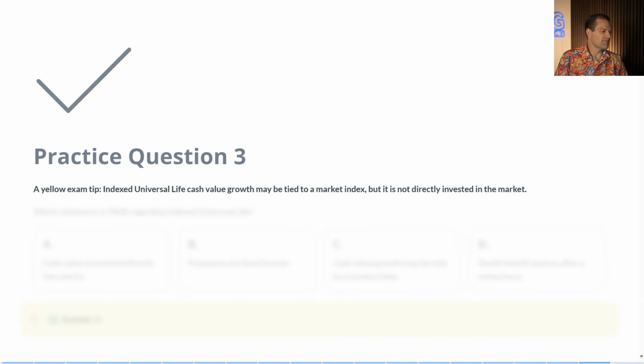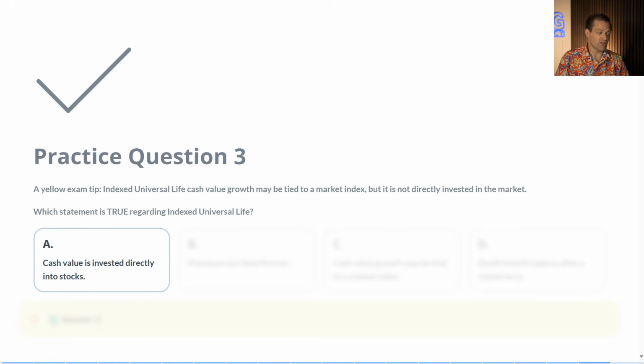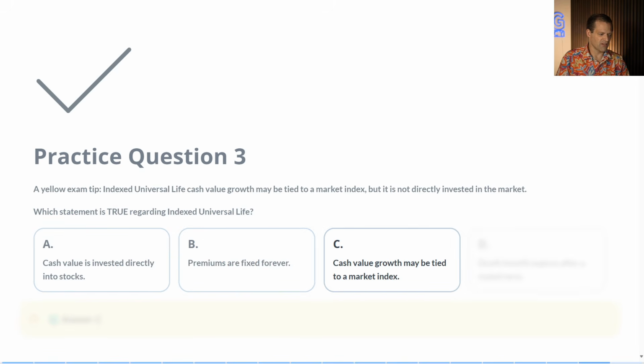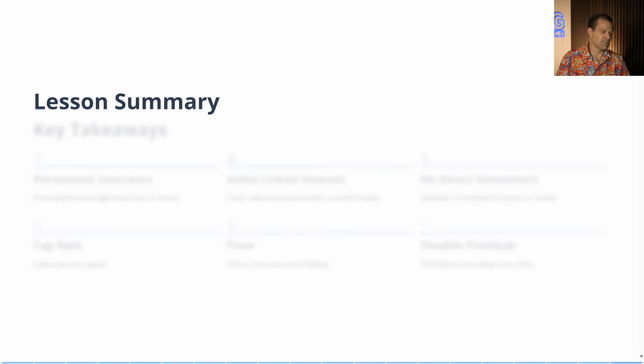Practice question 3. The index universal life cash value growth may be tied to a market index, but is not directly invested in the market. Which statement is true regarding IULs? A, cash values invested directly into stocks. B, premiums are fixed forever. C, cash value growth may be tied to a market index. Or D, death benefit expires after a stated term. Answer C, tied to a market index.